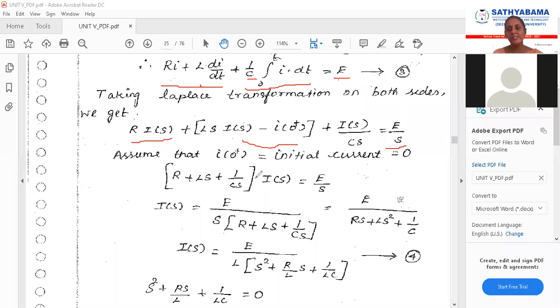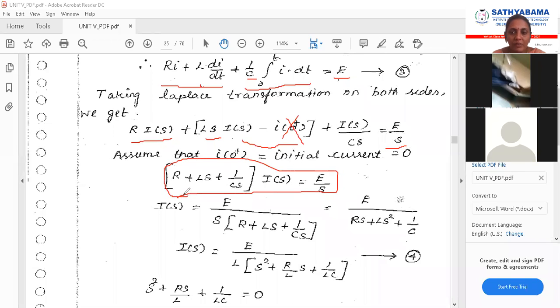Okay, if a circuit is given and initial charges are there, of course, definitely you have to take that into consideration. Now this is also going to be 0. So you will have, now the terms are reduced, (R plus LS plus 1 by CS) into I of S is equal to E by S. So we had got the final one, right?